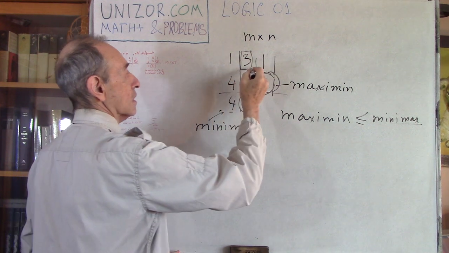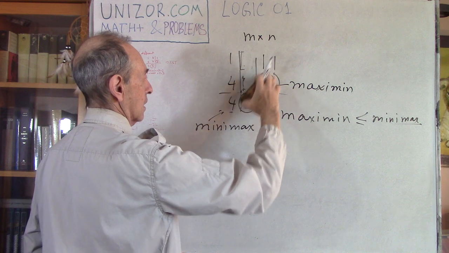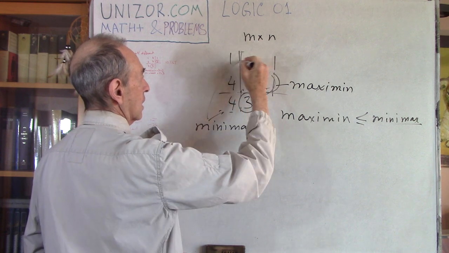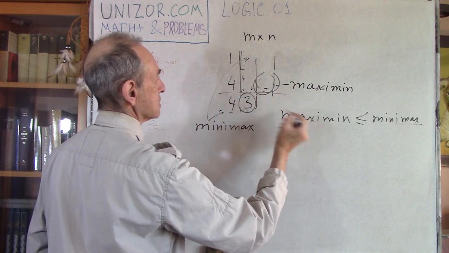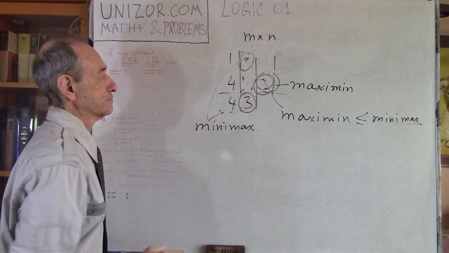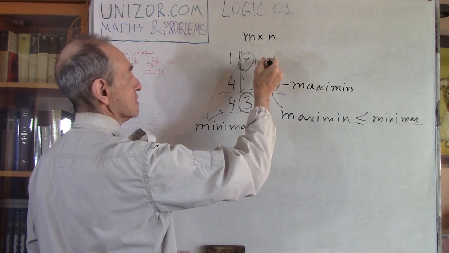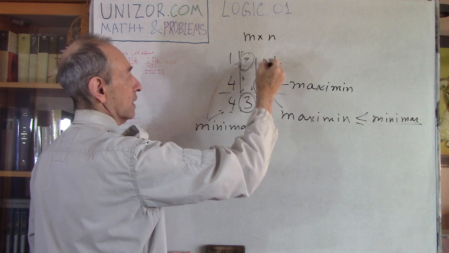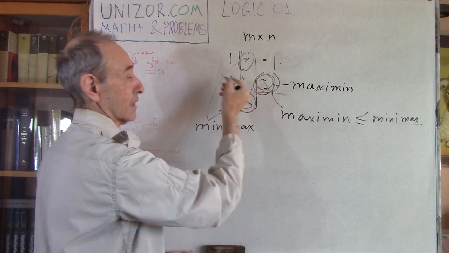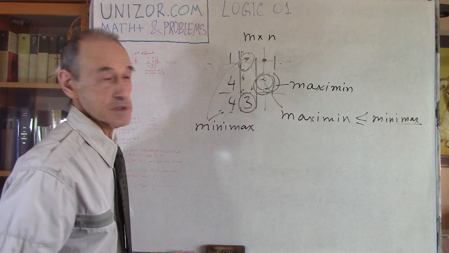So let's assume that this would be my minimax, and this would be my maximin. Not in the same column, not in the same row. What do we do? Well, let's choose something which has the same row with one and the same column with another. Obviously, it's always possible because it's a matrix, right? So we have this row, and we have this column, and we have something on the crossing of these things.